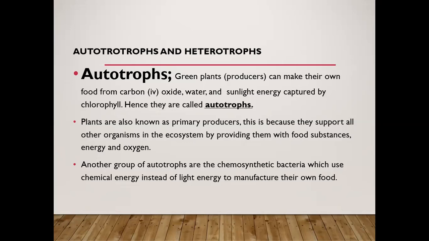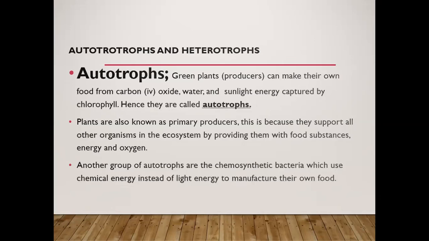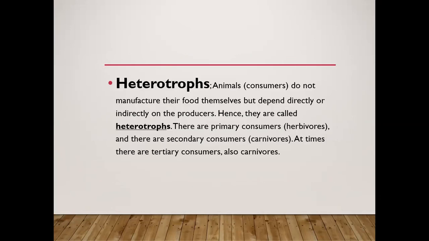Okay, they use chemical energy instead of light energy. Photo in biology means light. The plants make use of the sun as the source of energy, while the bacteria make use of chemicals as their source of energy to manufacture their food. So there are two main groups of autotrophs, like I have said. We have photosynthetic green plants and chemosynthetic bacteria. That is about autotrophs.